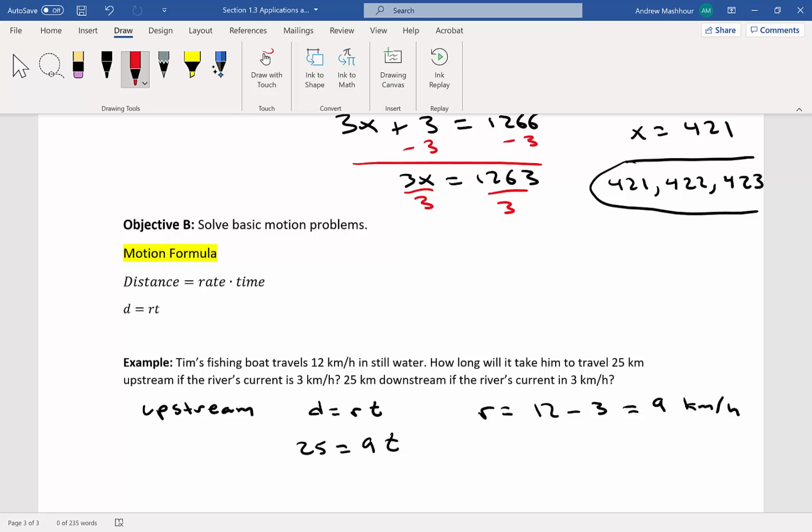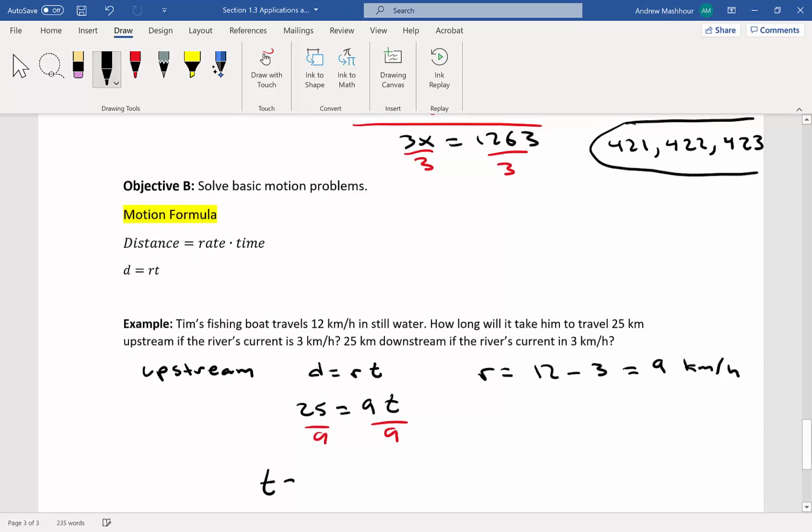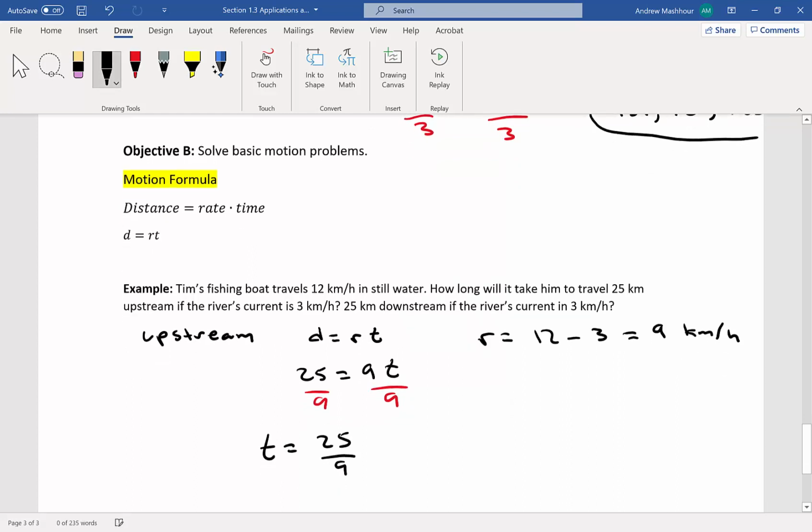We have our equation set up. So to get t by itself, we're going to go ahead and divide by 9. We get t is equal to 25 over 9. And our units here would be hours. But this doesn't really tell us how long it took. If you're talking to somebody, you would never say, it took me 25 over 9 hours.